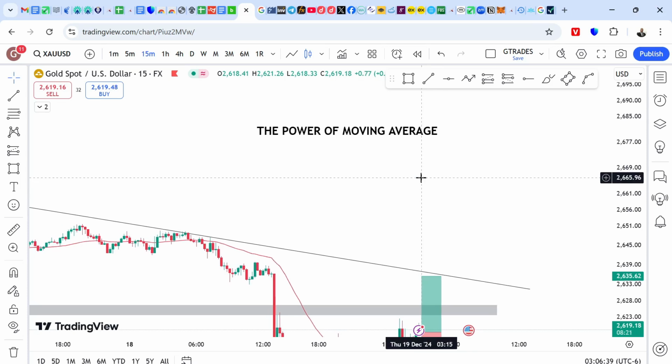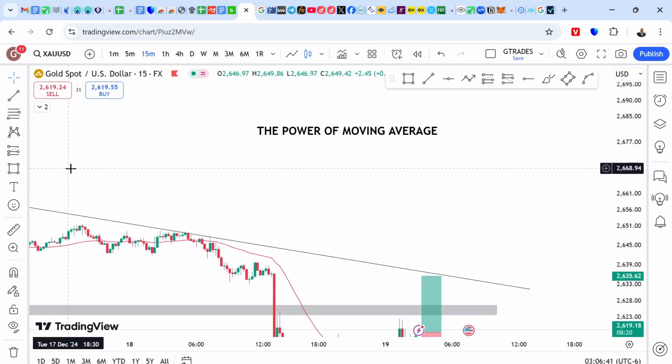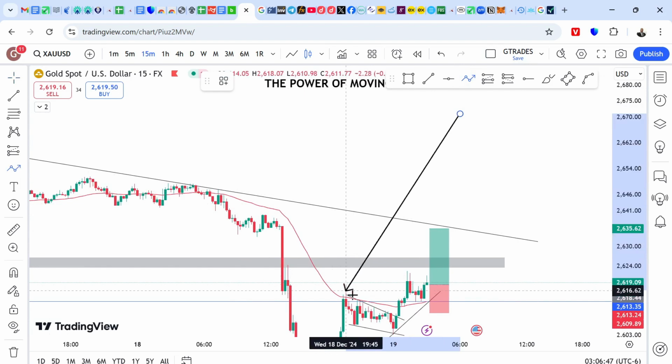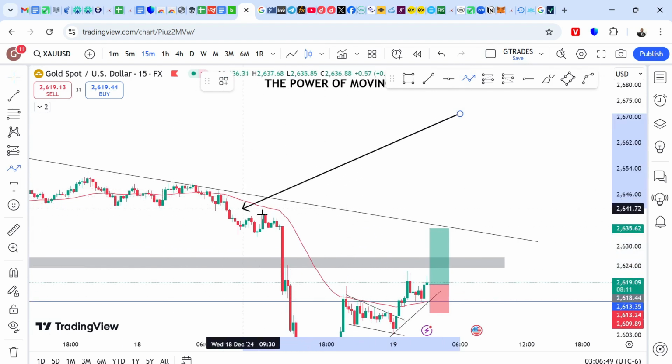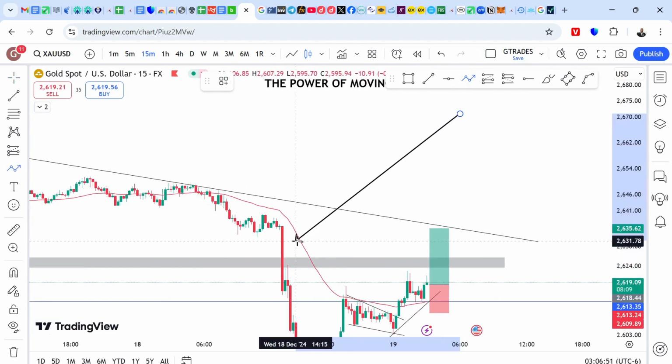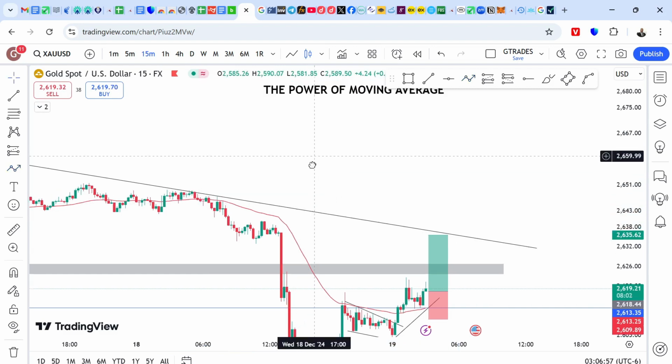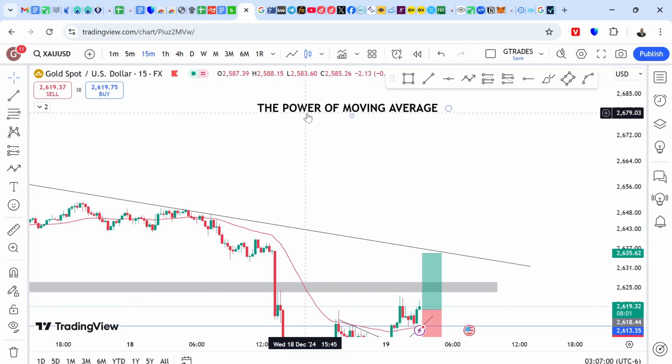Today I'm going to be walking you through what is called moving average, right? A lot of you might have been seeing this red line on my charts. I decided to put the color red because I want to see it brighter on my chart, because my background is white. Now I'll be walking you through how you can use moving average to take a trade.